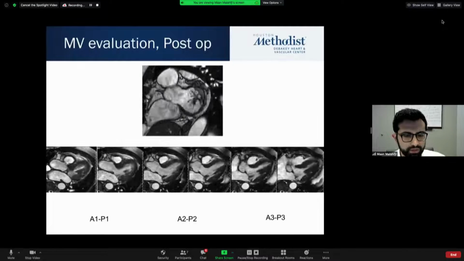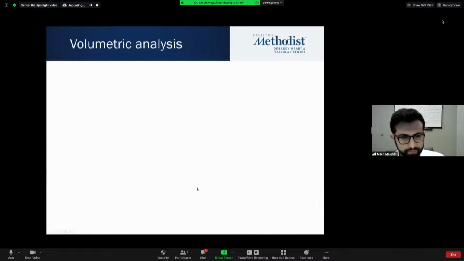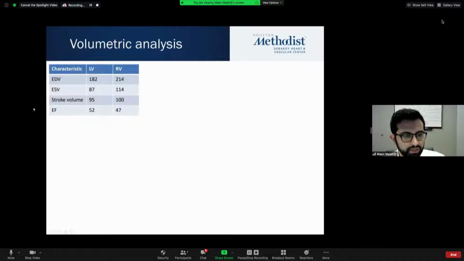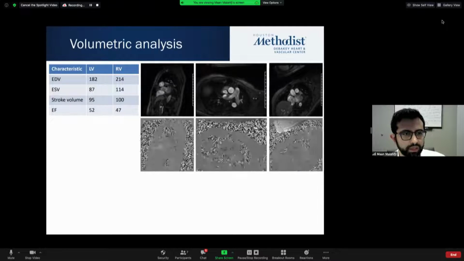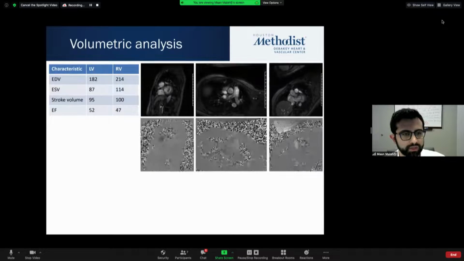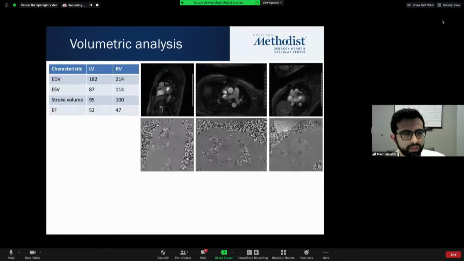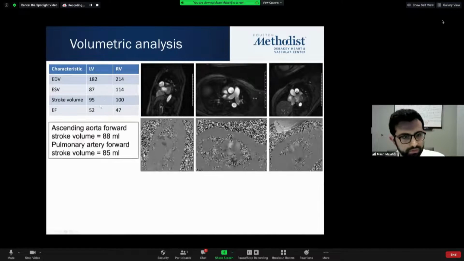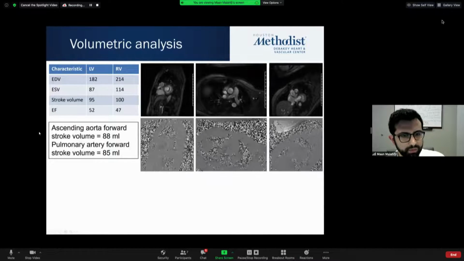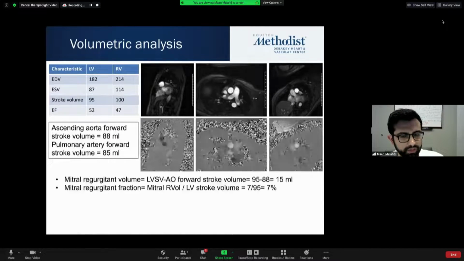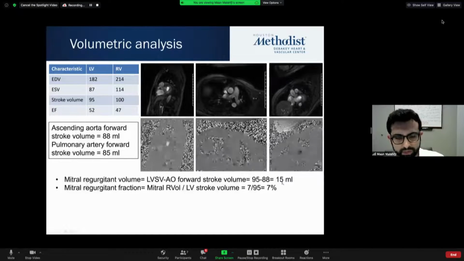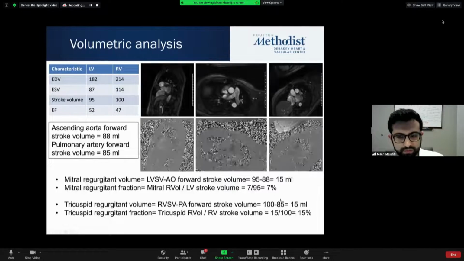And here's our evaluation of the mitral valve in the same fashion. Volumetric analysis on the repeat MRI a year afterwards showed near total normalization of the end-diastolic volumes of the left ventricle as well as the right ventricle, with a mild reduction in LVEF, and the stroke volume was preserved. We repeat our evaluation of the forward stroke volume through the aorta as well as the pulmonary artery, and there's really trivial MR as well as trivial to mild TR.